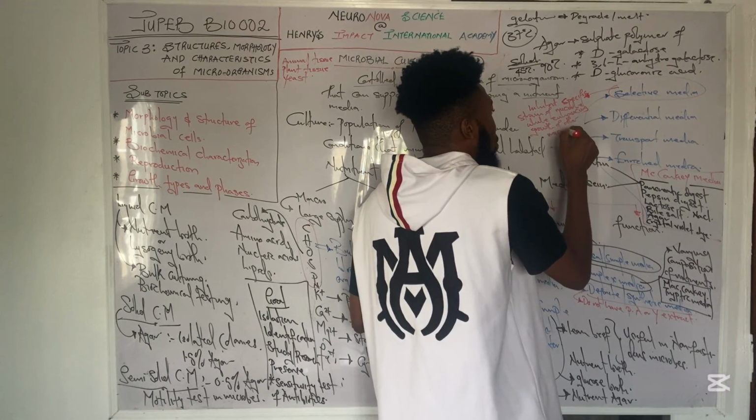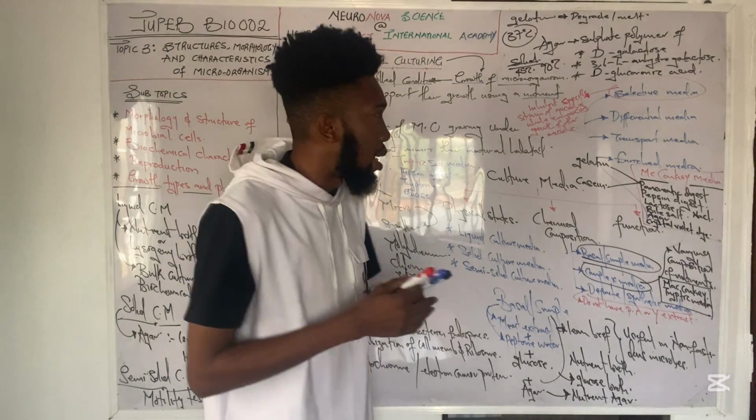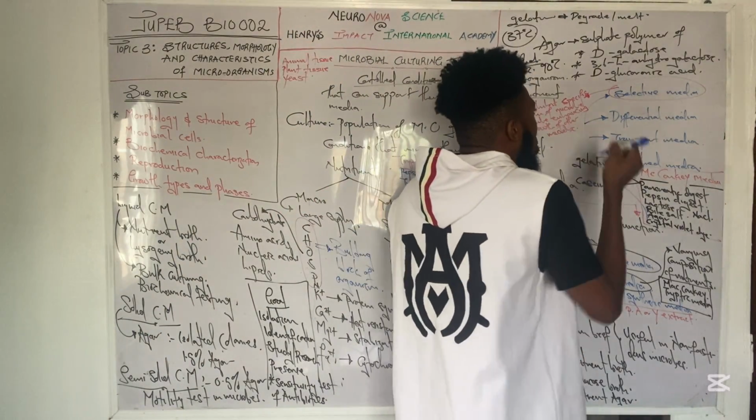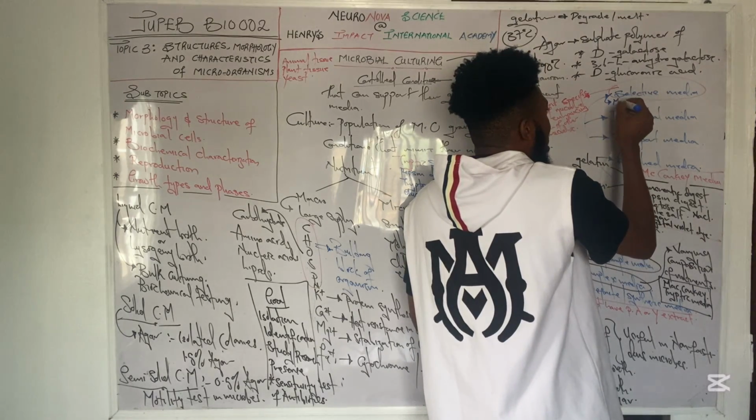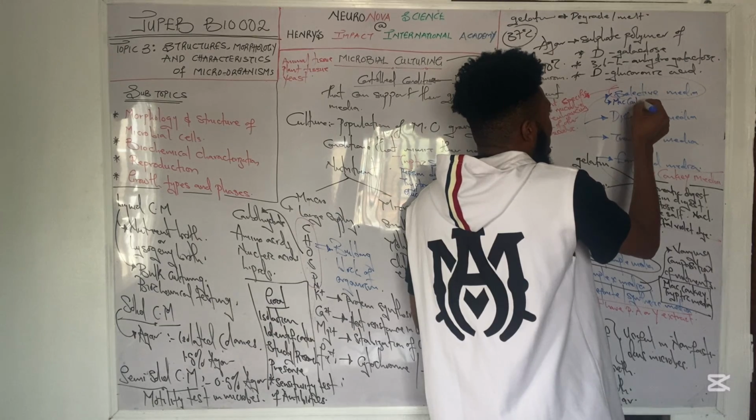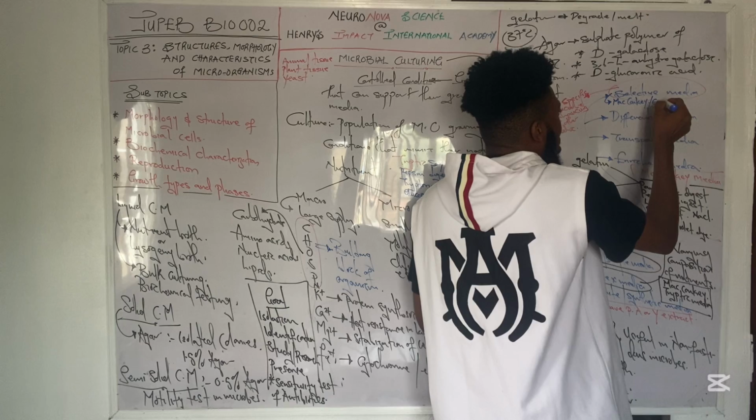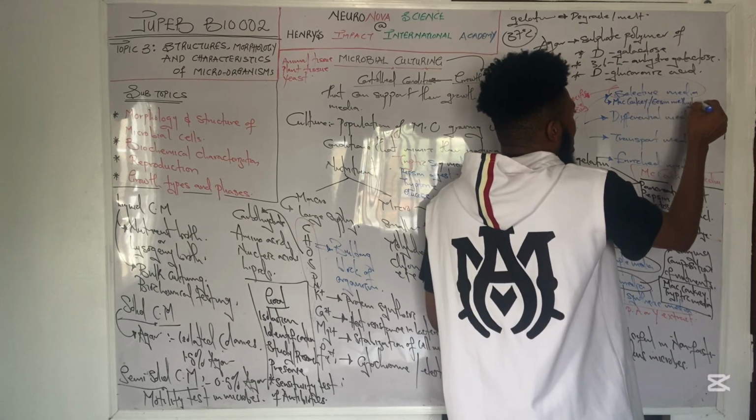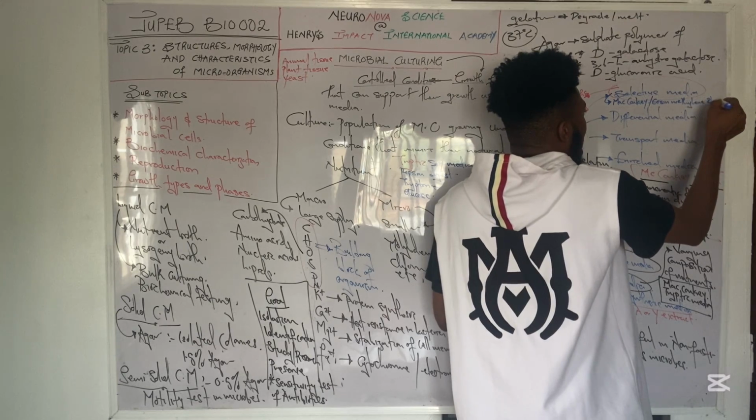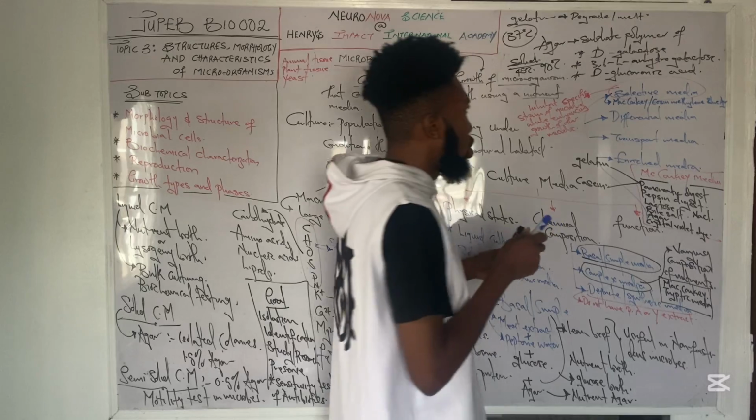A good example of a selective media is the McConkey media. I said it there that its application applies here. You have also the eosin methylene blue agar media. So 2 major ones I've given you there.